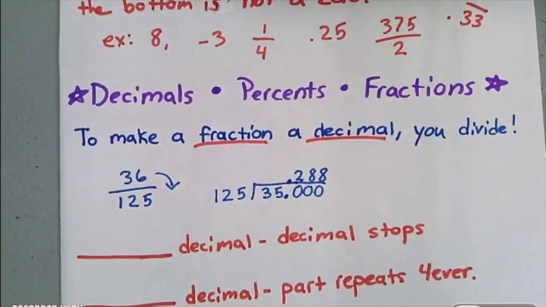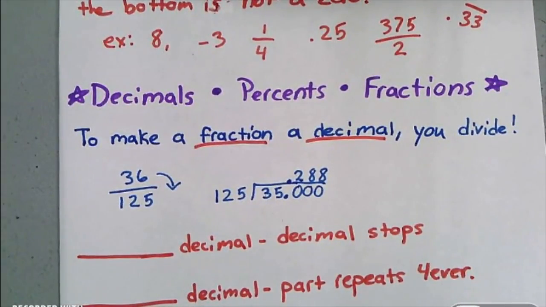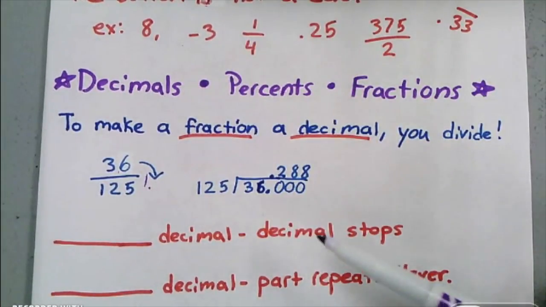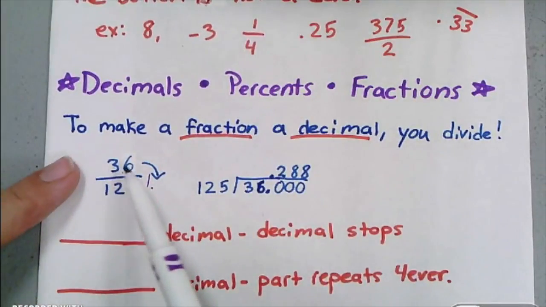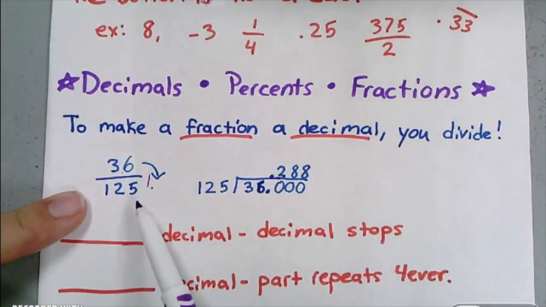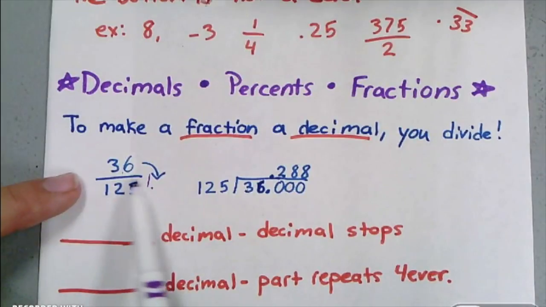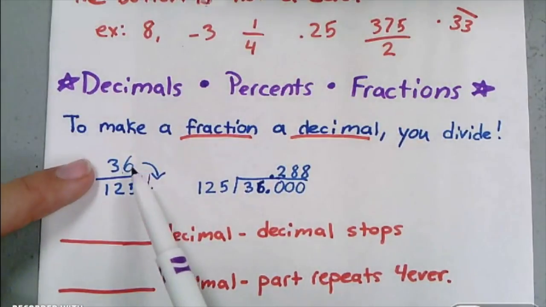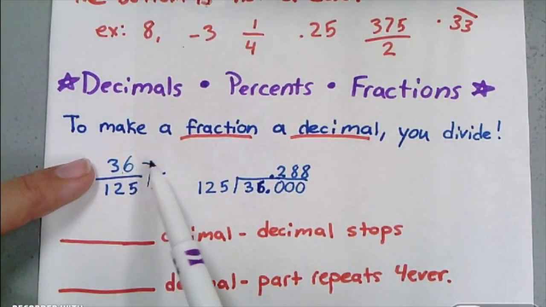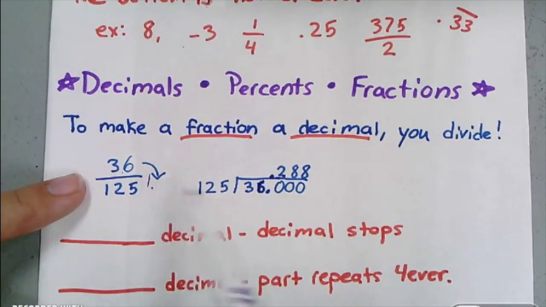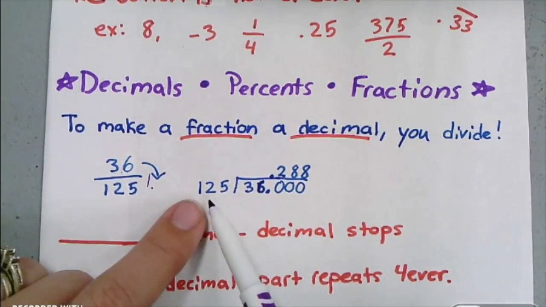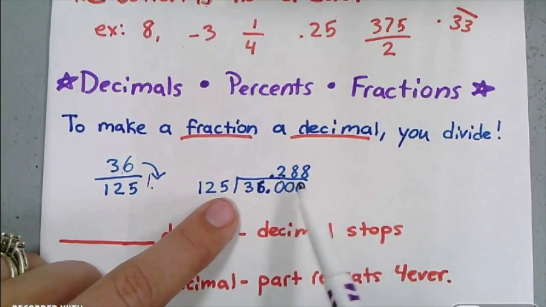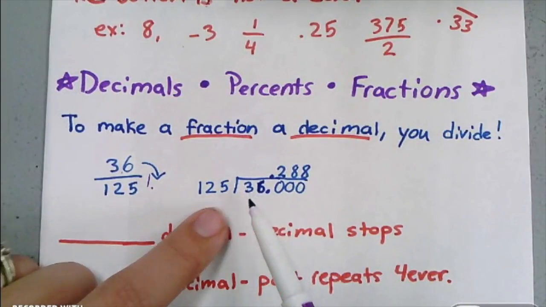So to make a fraction a decimal, you divide. If I've got a fraction and I want to go to a decimal, I'm going to divide. All right, so let's look at our example problem. We have 36 divided by 125, and we've already learned that that bar there is just like division. So this is our dividend, and it's going to fall off the tree inside the house. So here, rewritten, we have 125, and then inside the house we have 36.